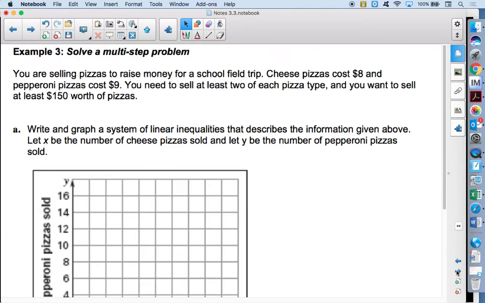They each want to sell $150. So this is you, just one person. It's not for the whole school. So write and graph a system of inequalities that describes the information above. X is cheese pizza, Y is pepperoni pizzas. From the information that's given, Libby, can you come up with one inequality?